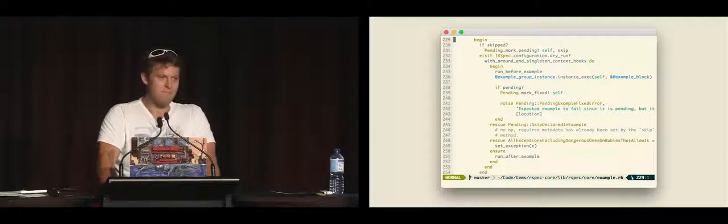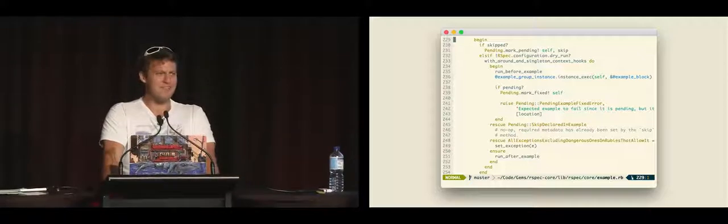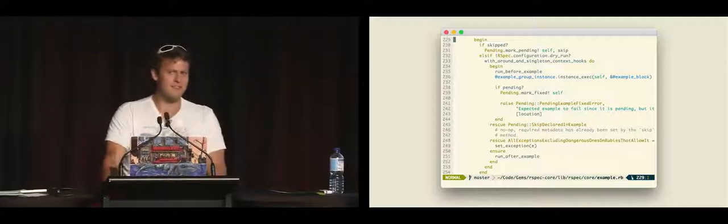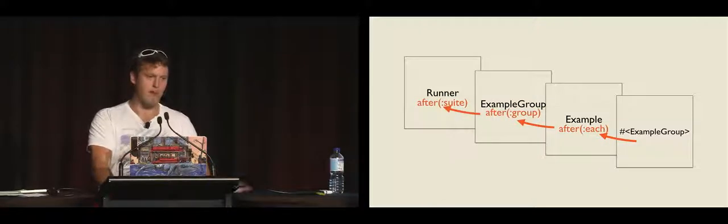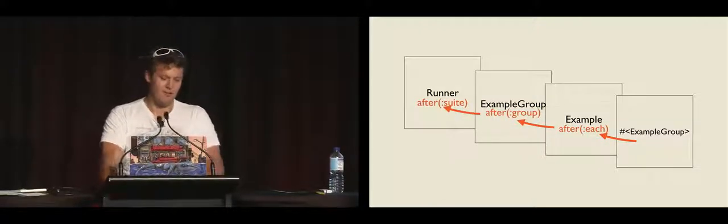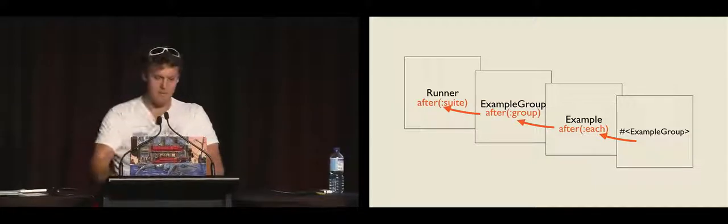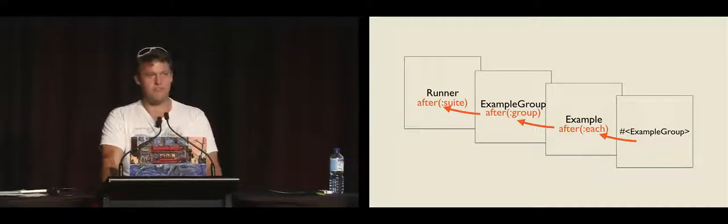We have a few bits and pieces we have to catch and rescue in order to make sure that we don't crash when we're running your tests, because the point of a test is to break, right? My favorite part of this is AllExceptionsExcludingDangerousOnes, on Rubies that allow it. It's basically a subclass of Exception that limits a few things so that it safely rescues things. It's weird. And then after that, we basically bubble back up the rabbit hole, looking at all of the hooks on the way out, all the way back to the runner, which finally closes down, processes all your reports, and your formatter spits out all your output.